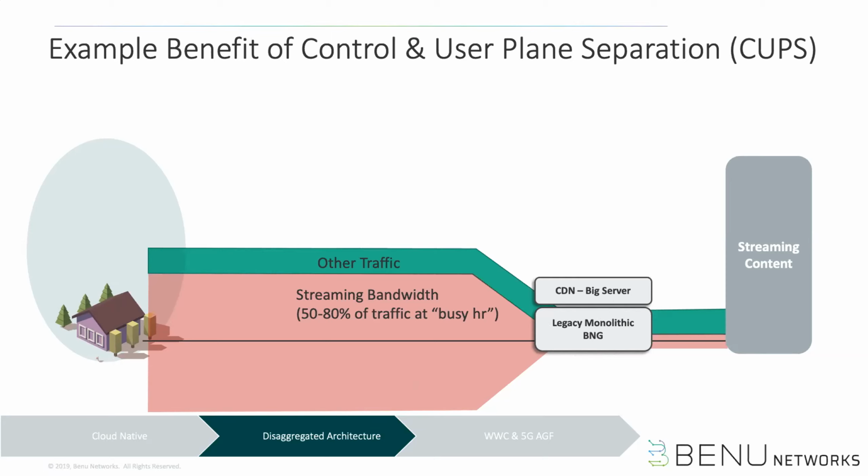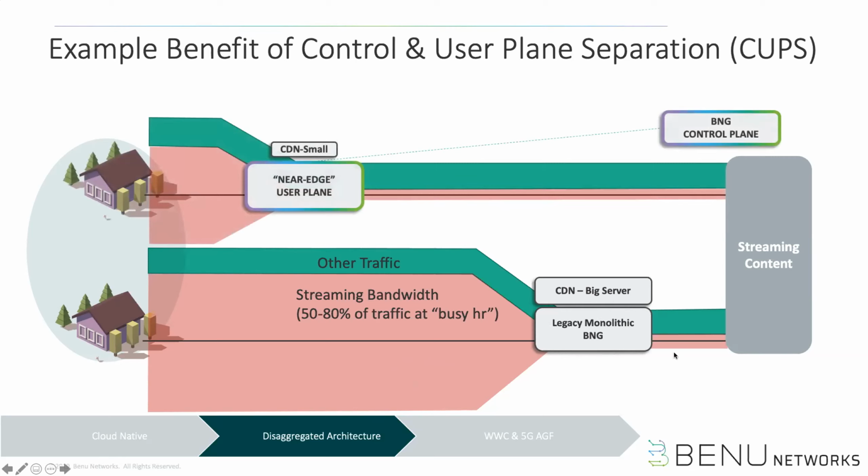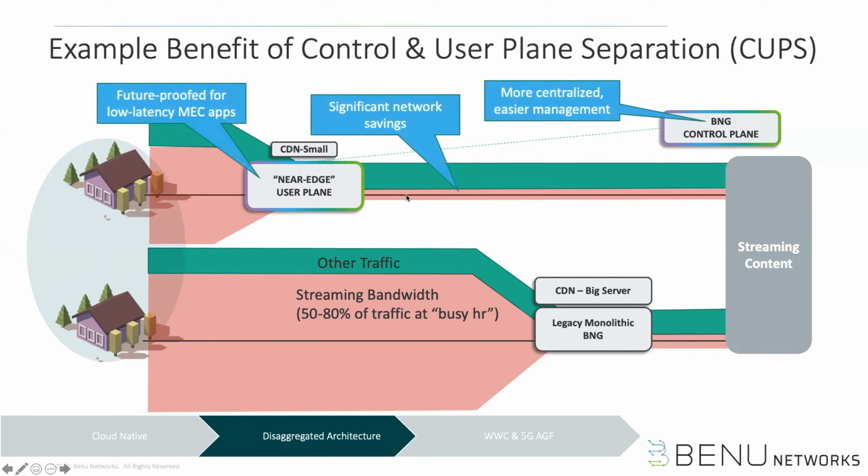By moving the BNG closer to the customer and putting smaller CDNs at the edge, it can significantly reduce network needs. Since the control plane is already centralized, there is no impact on the subscriber management and policy that can be moved. Also, you can future-proof your investment by providing MEC and 5G-enabled services from the same edge location that I'm showing here.